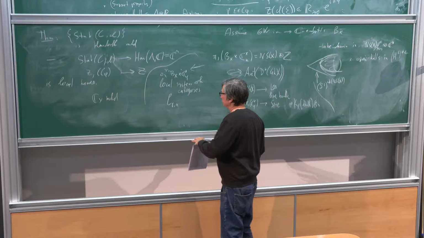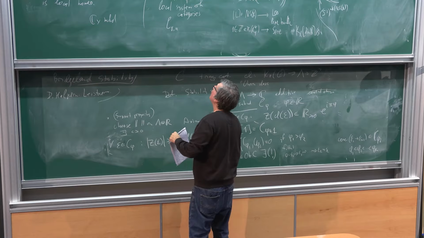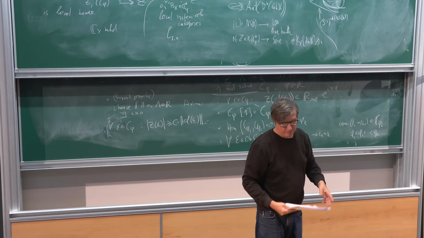To define cyclic cohomology of this thing, do you need a DG enhancement or not? Yeah, it needs a DG enhancement, definitely.